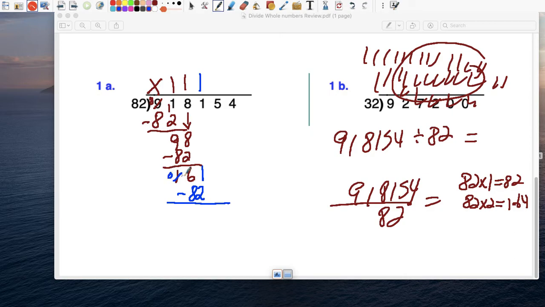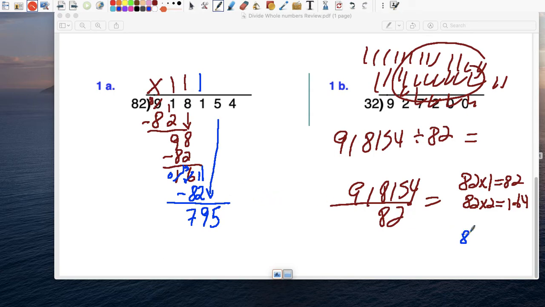So let's subtract. Okay. Hopefully you didn't catch that. Borrow. That's a 0. 16 needs to borrow, help the 1. So that's going to be 15. And the 1 becomes 11. 11 minus 2, 9. 15 minus 8, 7. Now we bring the 5. Now it's 795. How many times can 82 go into 795?